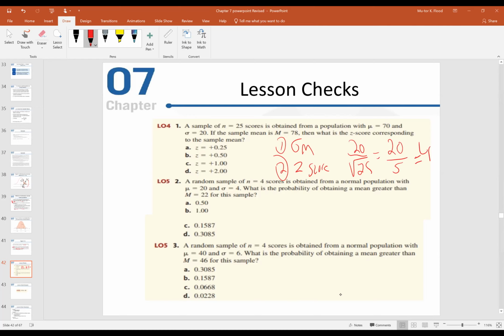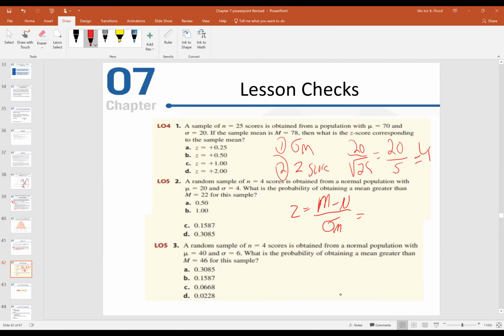Then we're going to plug it into our z-score formula for sample means. The z-score formula for sample means is going to be the mean minus the population mean over the standard error of the mean.